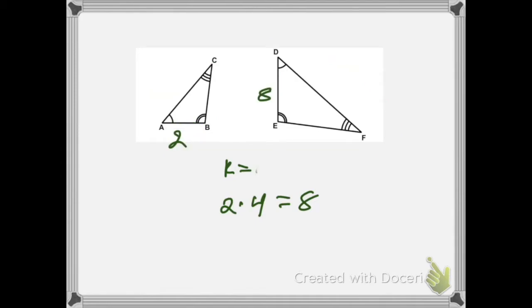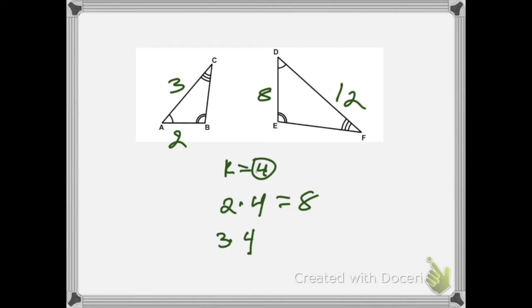Now suppose that this side here, AC, is 3, and remember our scale factor is 4, then what other side do I know? Well, I know DF. So DF would be 3 times 4, which is 12, okay? So that makes sense. That's 12.